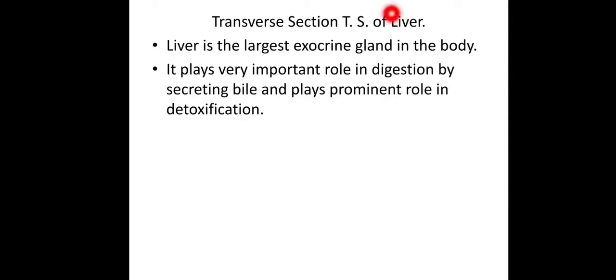So transverse section of liver, we are going to see how the tissues are there. First of all, a basic introduction: liver is the largest exocrine gland in the body. This liver plays a very important role in the process of digestion by secreting a substance called bile, and it plays a very important role in the detoxification process of our body. Most of the compounds coming inside your body, that is xenobiotic compounds, are degraded with the help of liver. So liver is very important for the detoxification process as well as for the digestion process.